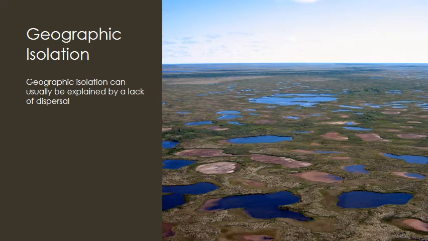When a population of organisms is all by itself, typically that population's left alone because of geographic isolation. Geographic isolation means that these organisms cannot disperse for one reason or another. They can't get out there. I mean, here we've got a whole bunch of random little lakes. It'd be really hard for a fish to get from here to here. There's a geographic isolating mechanism.